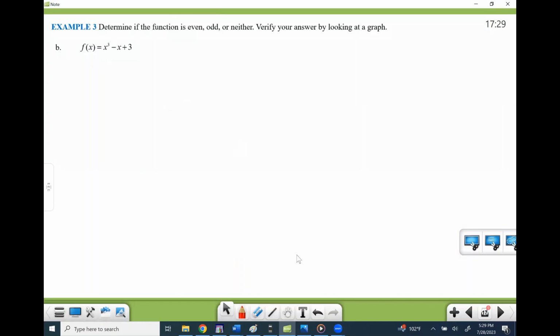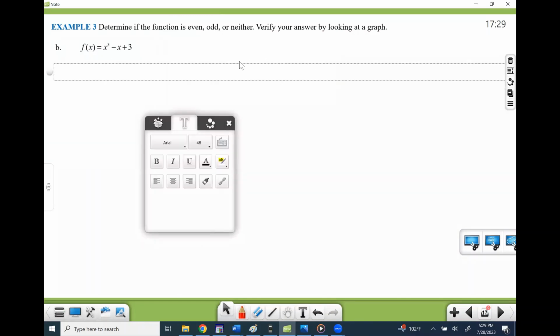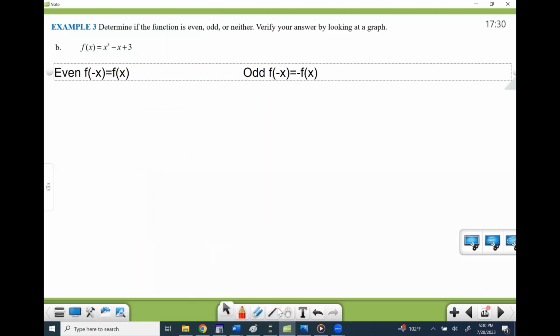Try it again. So remember, if we're checking to see if it is even, we're going to substitute in negative x. We always do. But we hope it matches the original. Versus if we're going to see if it's odd, we're going to substitute in a negative x and hope it's the opposite of the original.